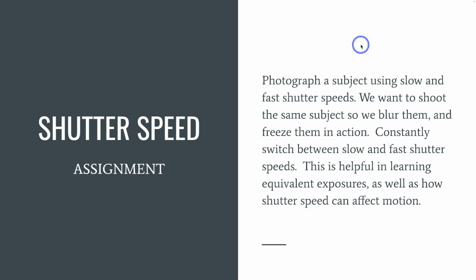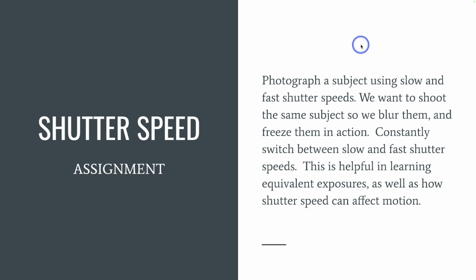But what I want you to do is two things. I want you to learn how shutter speed works and get used to adjusting your camera. Take a few photos of a blurred image and then switch. So changing your shutter speed from maybe a 30th of a second all the way up to 2,000th of a second.